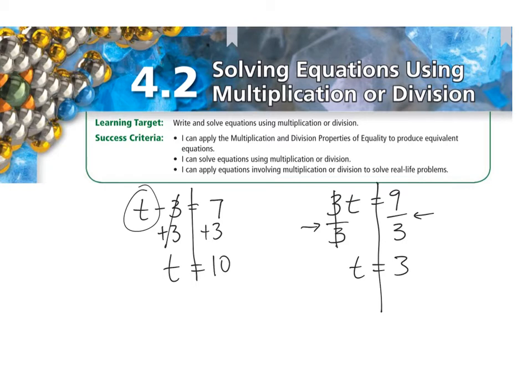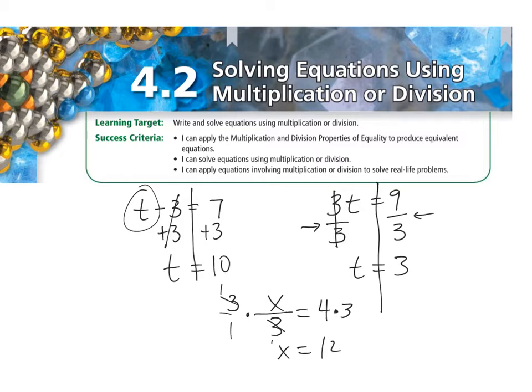Lastly, we're going to end up with problems where it's x over 3 is equal to 4, for instance. So x divided by 3, the opposite of divided by 3 is times 3. These cancel, leaving me with 1, right, if this was 3 over 1. And therefore x is equal to 4 times 3, which is 12.